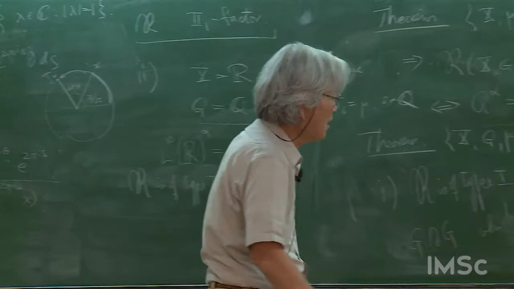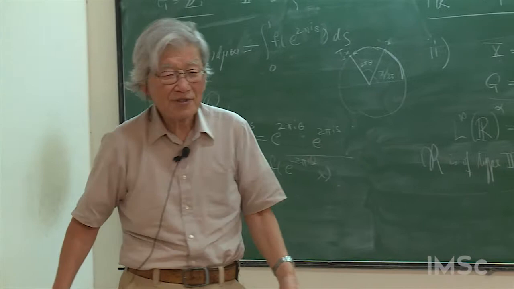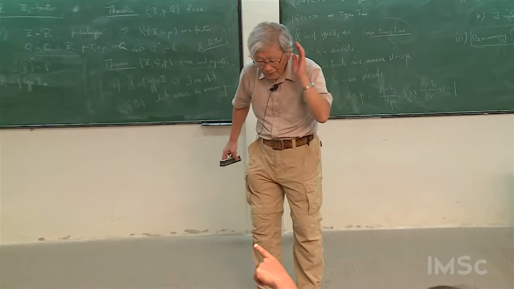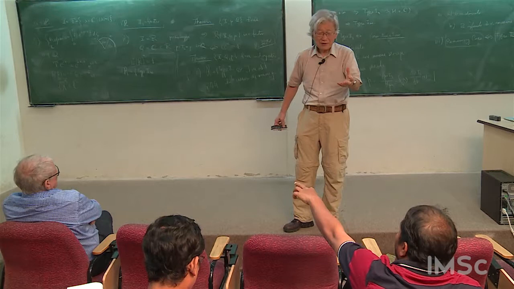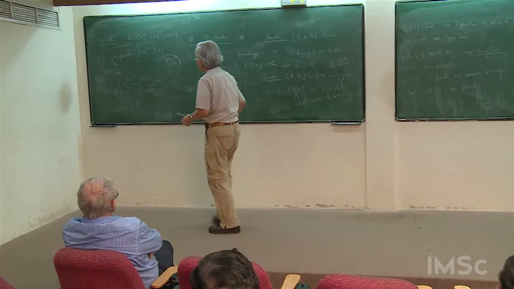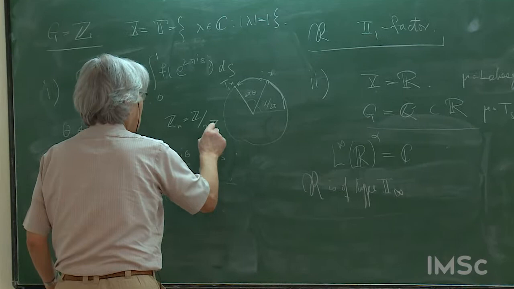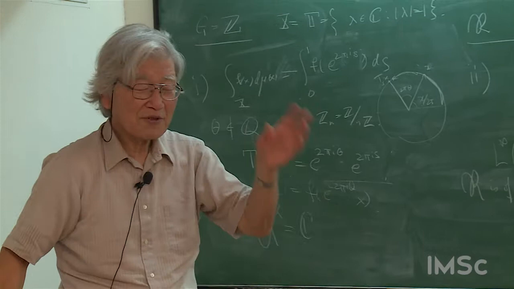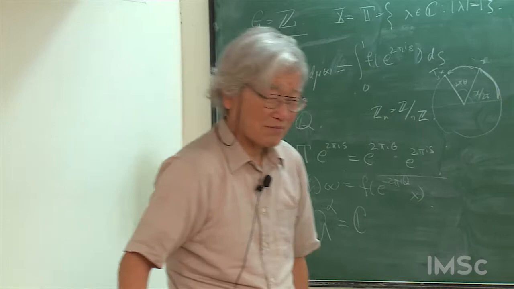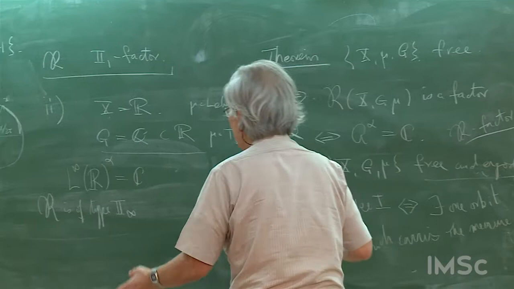Now the remaining case is the following. Last thing, if you take G to be a finite group, say the finite group G_n, that is Z over nZ, acting on itself, you end up with the algebra of n by n matrices. That's type I_n. So keep this in mind.